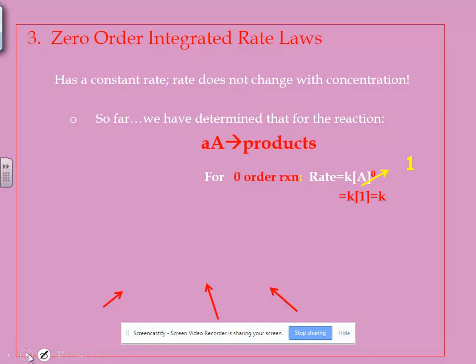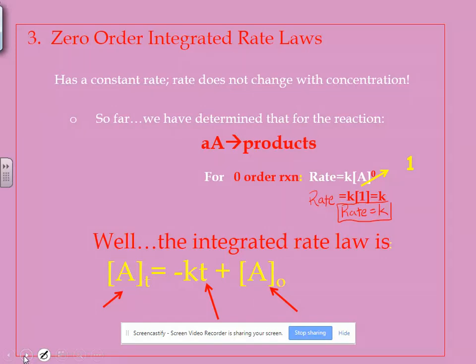So far, we have determined that for a reaction A yielding your products, if it were zero order, your rate law would be rate equals K times concentration of A to the 0 power. And remember, anything raised to the 0 power equals 1. So rate equals K times 1, and so rate equals K. This is your differential rate law. So the rate again does not change with the concentration.